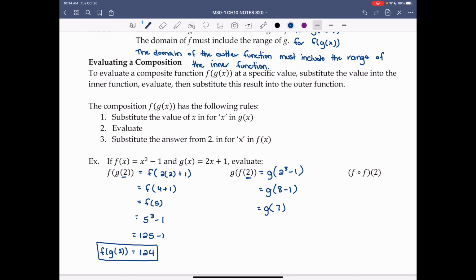And then we sub in 7 for x in g of x, which is 2x plus 1. So 2 times 7 plus 1, which is 14 plus 1, which is 15. And that is g of f of 2.